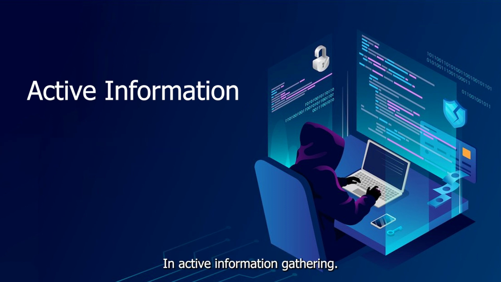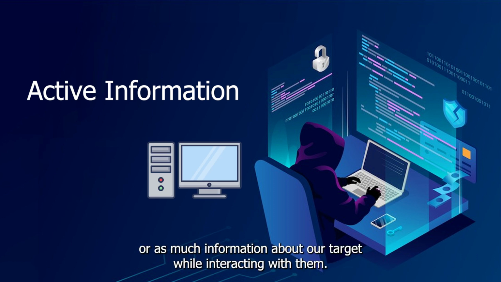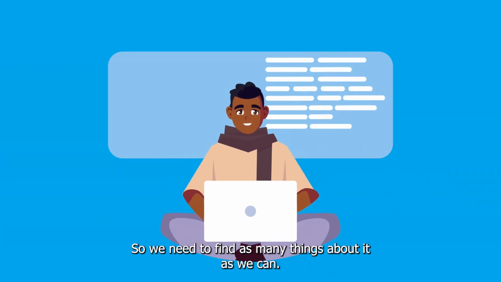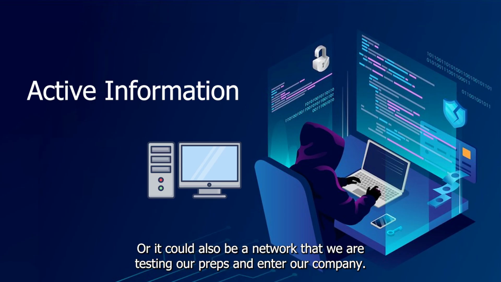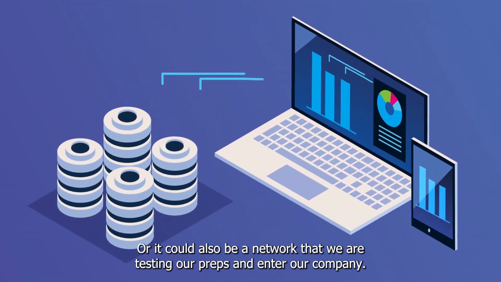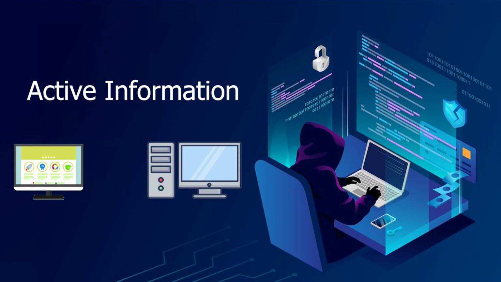In active information gathering, we use our Kali Linux machine and we try to get as much data or as much information about our target while interacting with them. It could be a target website that we need to test, so we need to find as many things about it as we can. Or it could also be a network that we are testing, or perhaps an entire company. The main point is that with active information gathering, we directly get data from our target.